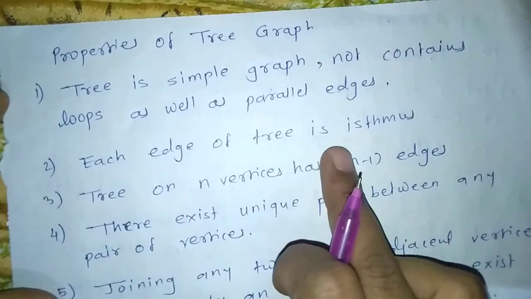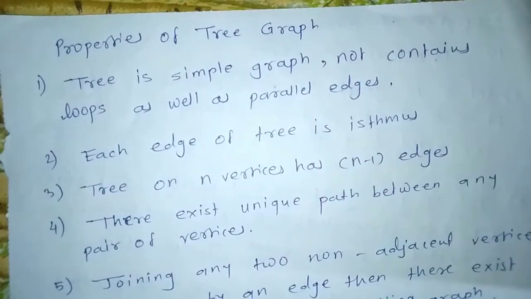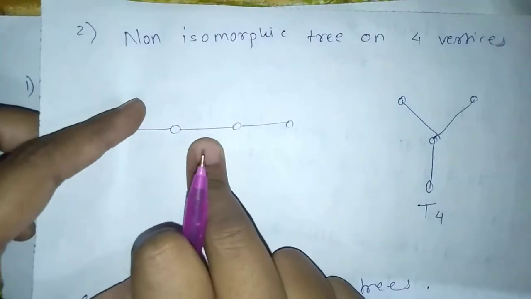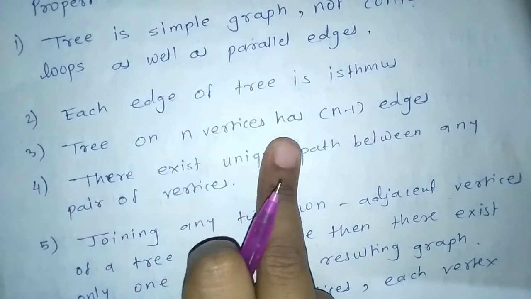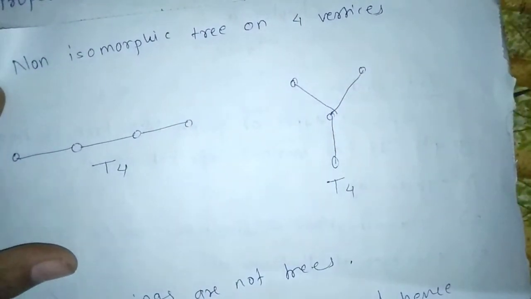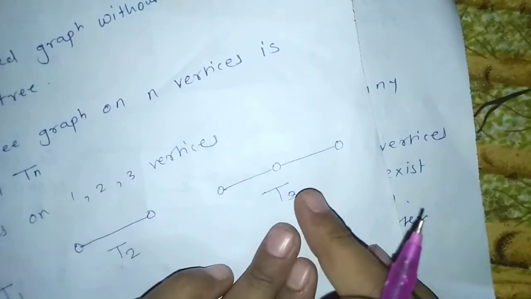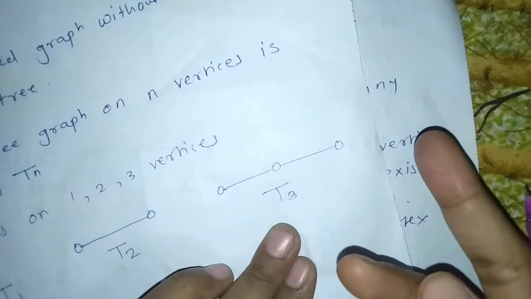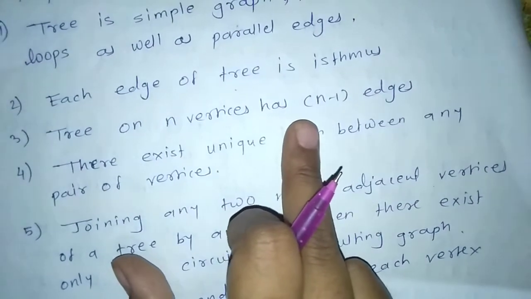Second, each edge of a tree is an isthmus, means when we delete some edge, we get a disconnected graph. So each edge of a tree is an isthmus. Tree on n vertices has n-1 edges. You can see that this is 4 vertices and contains 3 edges, means 4 minus 1 is equal to 3. Also this is a tree on 3 vertices, so edges are 2. 3 minus 1 is equal to 2. So tree on n vertices has n-1 edges.